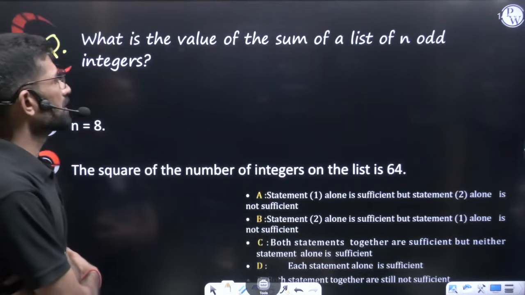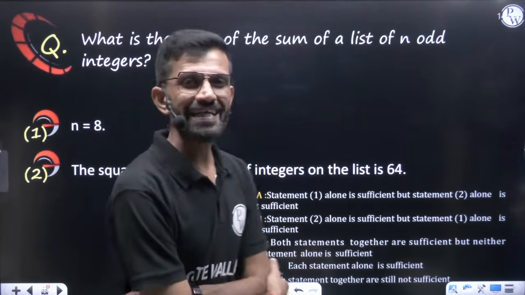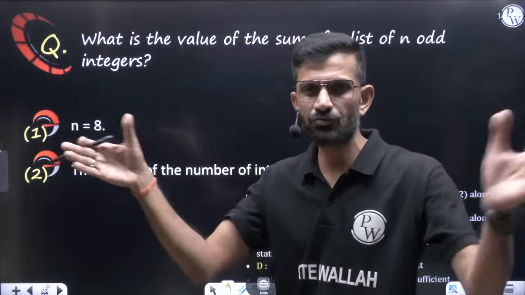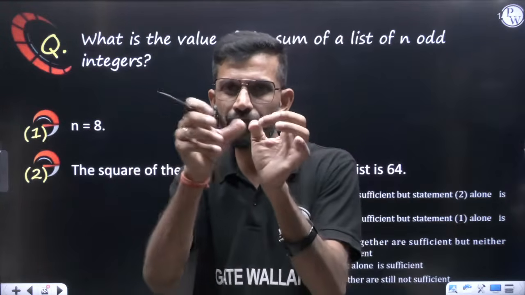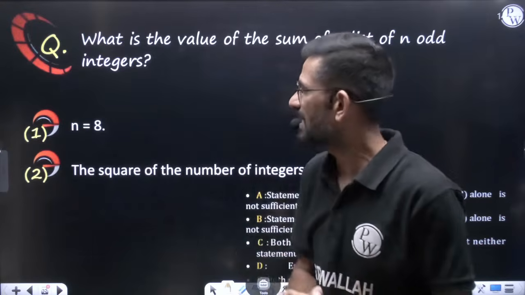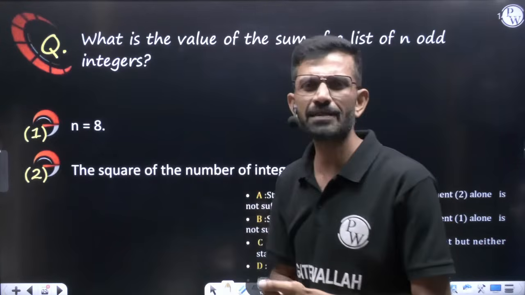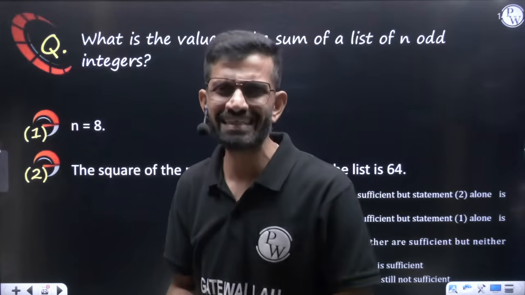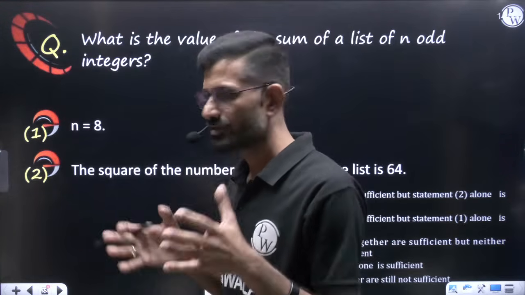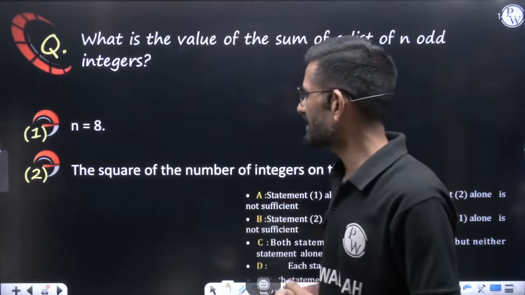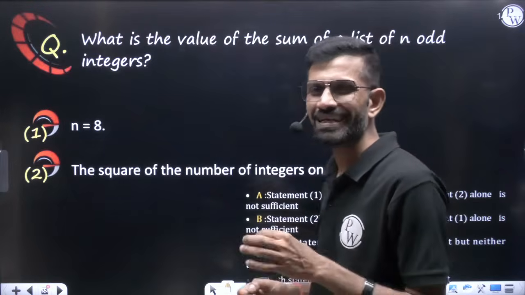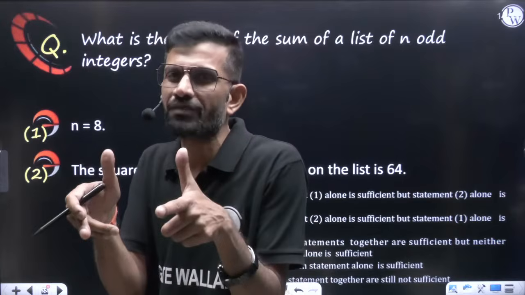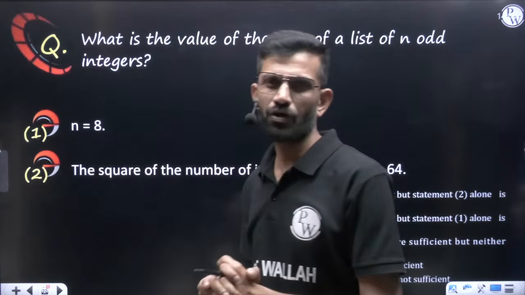What is the value of the sum of a list of n odd integers? N is the number of odd integers. N odd integers. What is the sum? Means the addition of those n odd integers, what will it be, that is what they are asking. First statement clearly they say n value is equal to 8. N means there are a total of 8 odd integers. So what will be their sum? Second statement they say the square of the number of integers in the list is 64. How many integers are there? If we do the square of that, we'll get 64. This is what they have given.